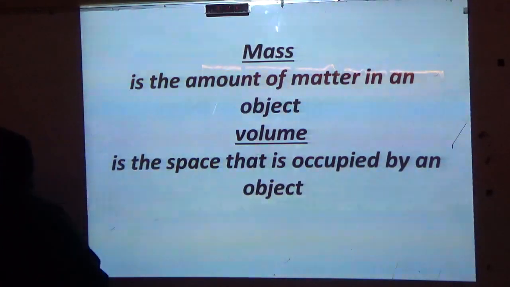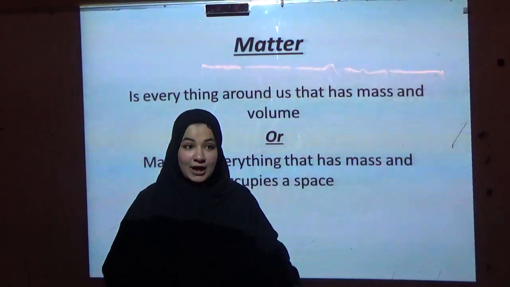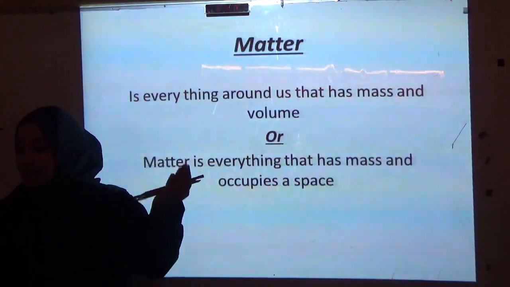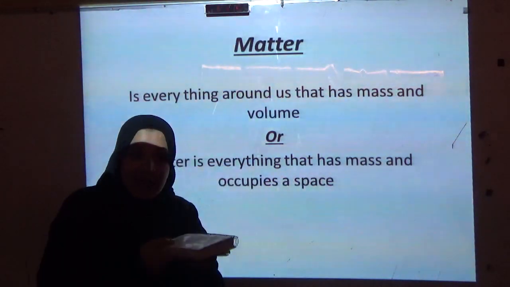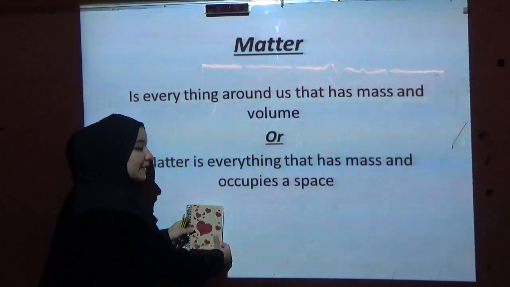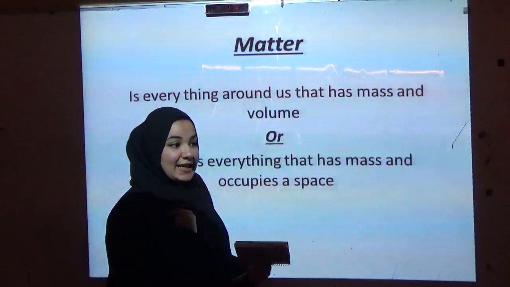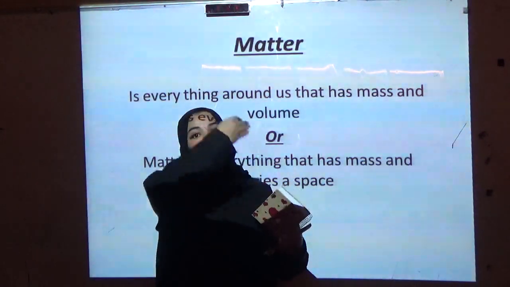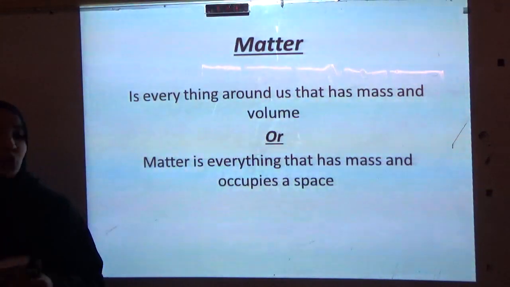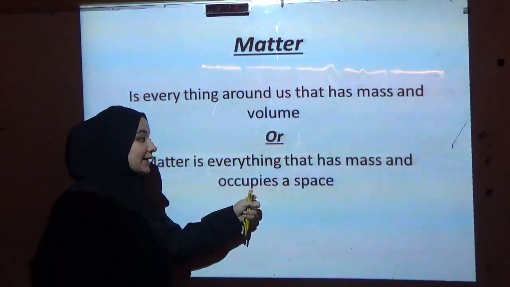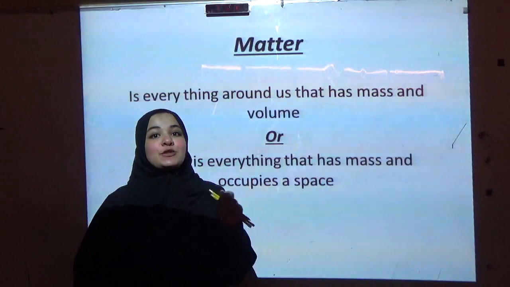So now I will repeat again. What is matter? Matter is everything around us, like the pencils, like the book. Everything around us has mass and occupies a certain space. If I put it in a space, it will occupy a space. Like myself, I have a mass and I occupy a space. This is matter. We said that occupying a space means it has volume.